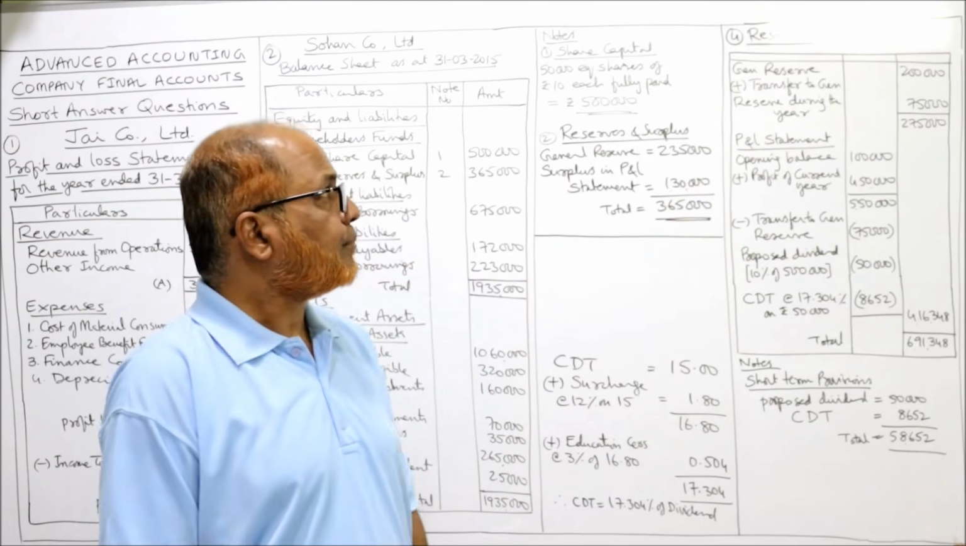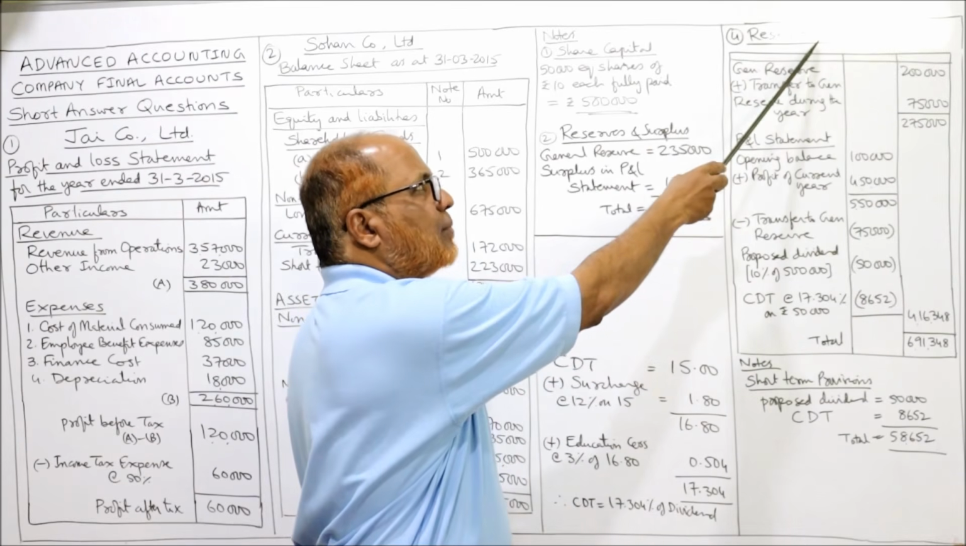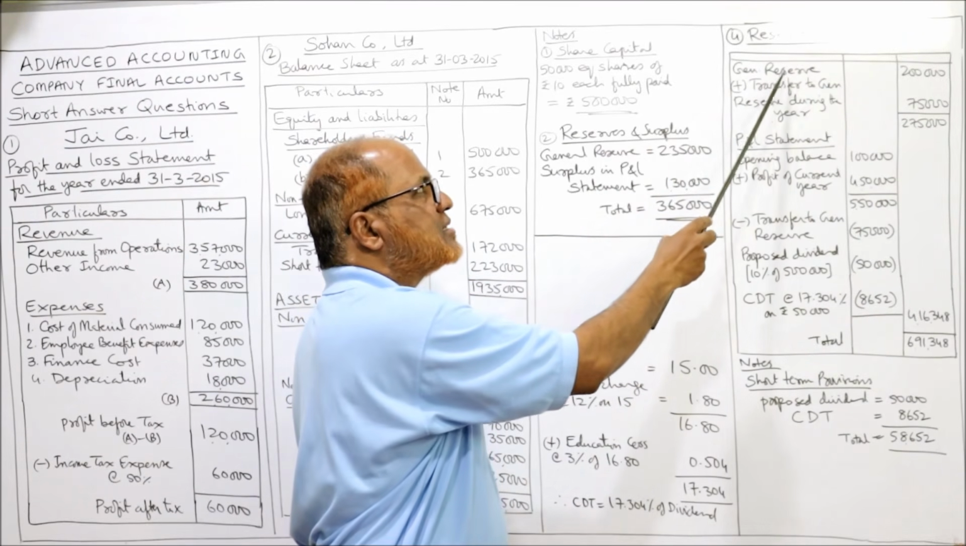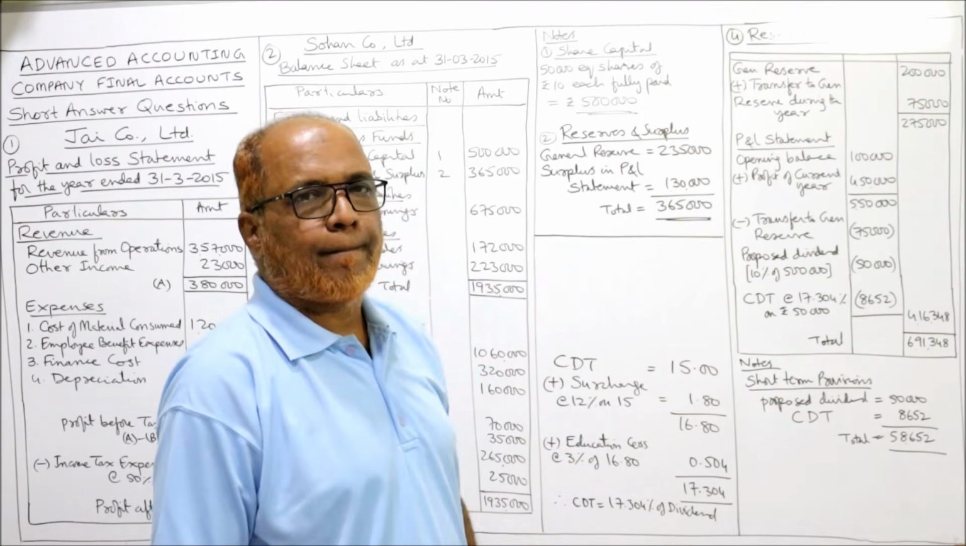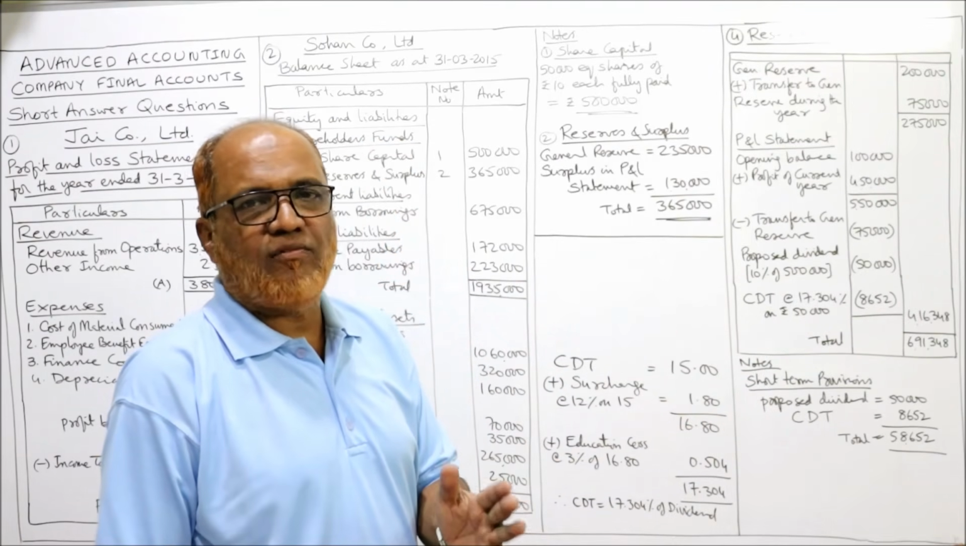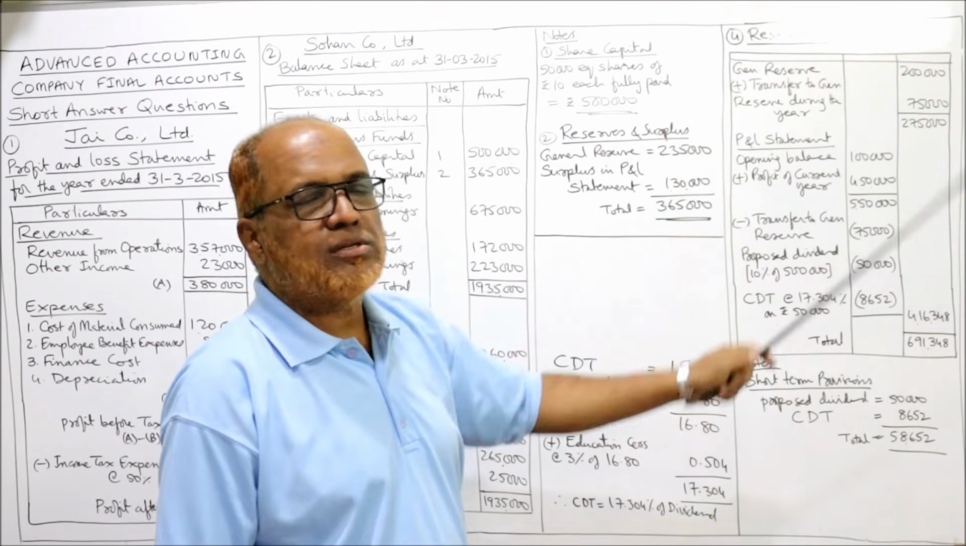This is the problem. Now, see here how it will be presented. Reserves and surplus. General reserve is given in the problem at the beginning of the year: 2 lakh rupees. Beginning of the year general reserve balance 2 lakh rupees. Transfer to general reserve during the year 75,000.